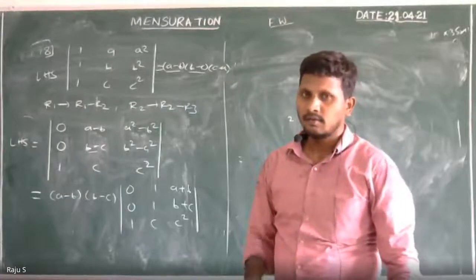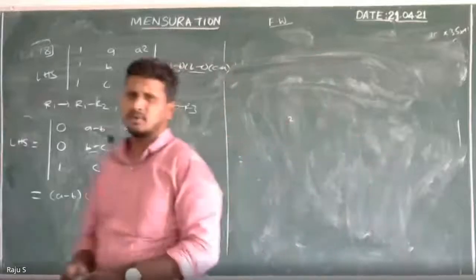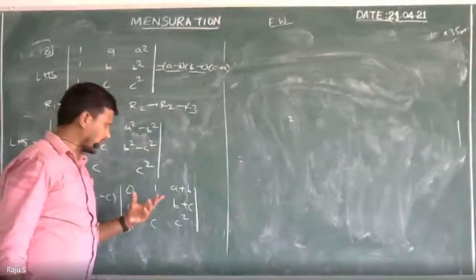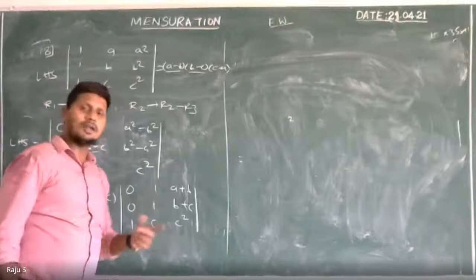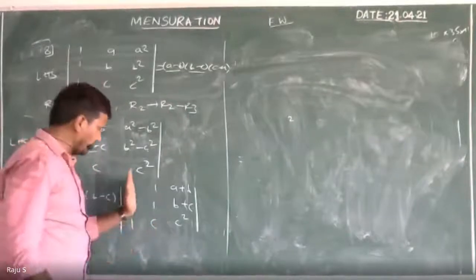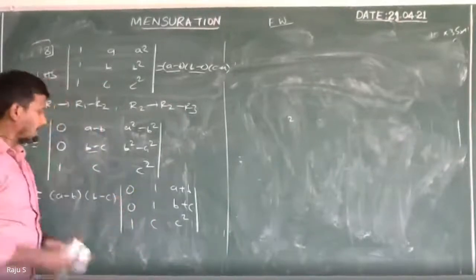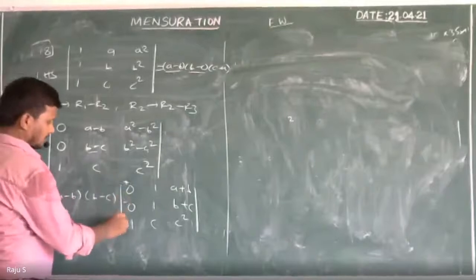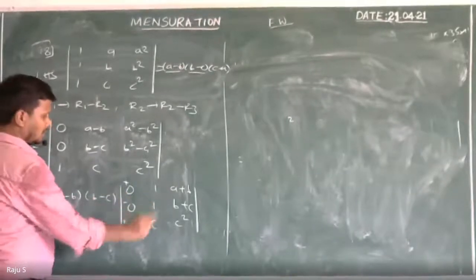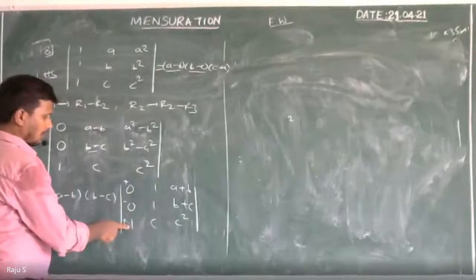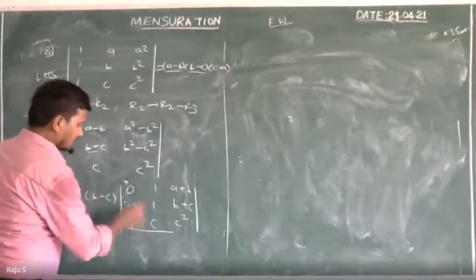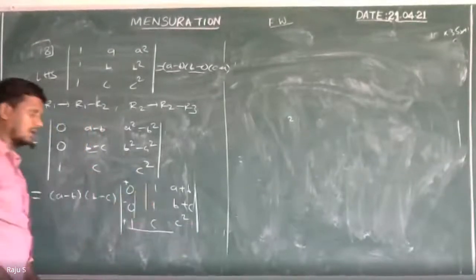First column. Yes, first column, wonderful. Because you can apply any row or any column, you get the same answer. The thing is, if you use the first column, what will happen? Plus, here I said plus minus plus. 0 into anything is 0. So plus 1 into the determinant of the remaining row and column values.